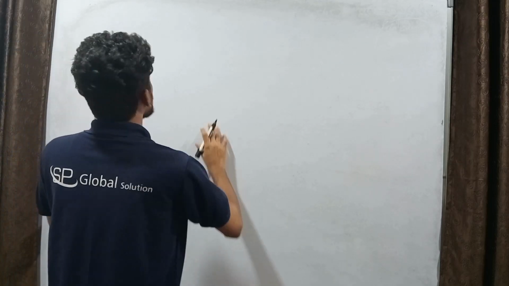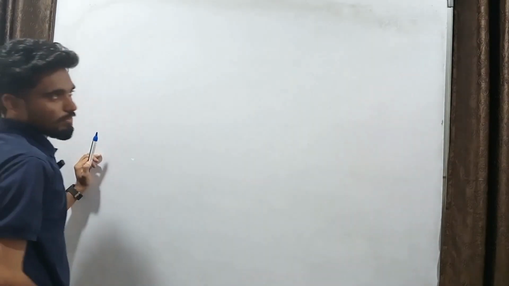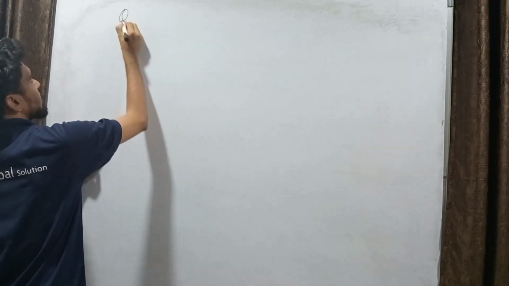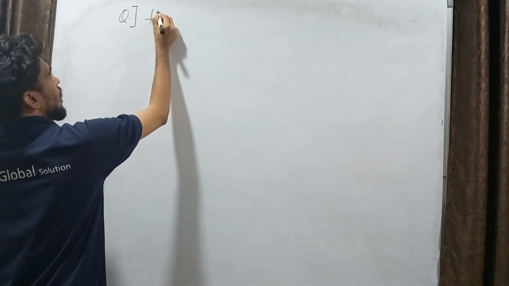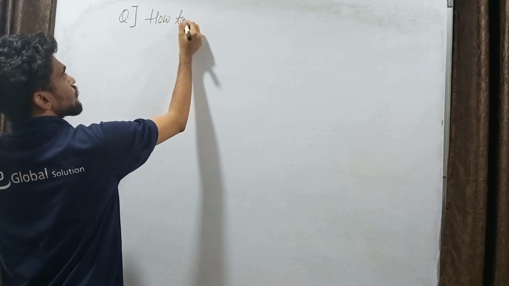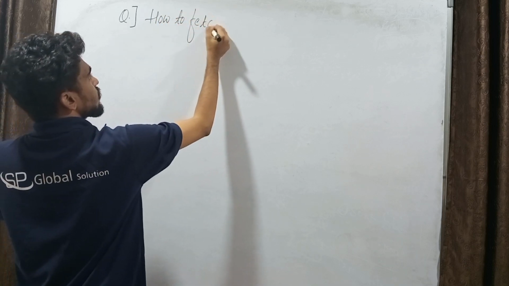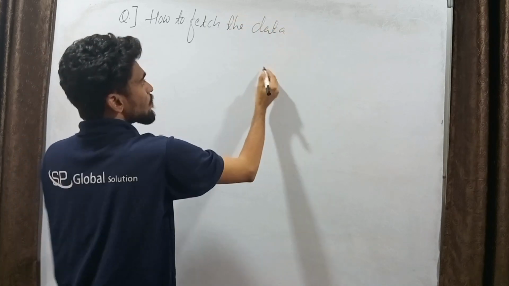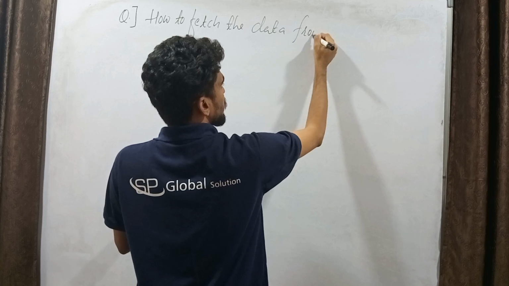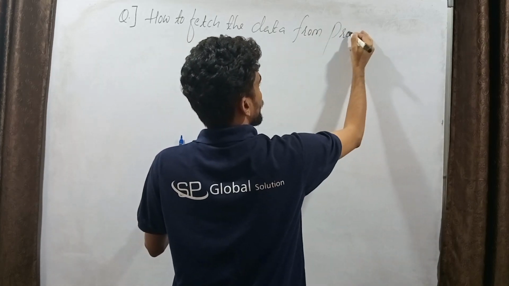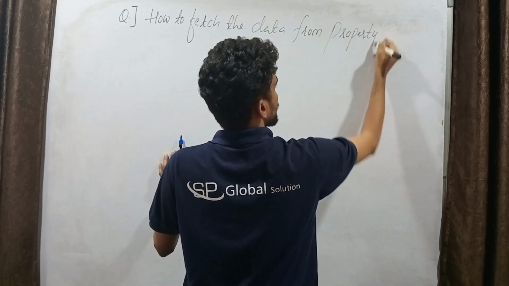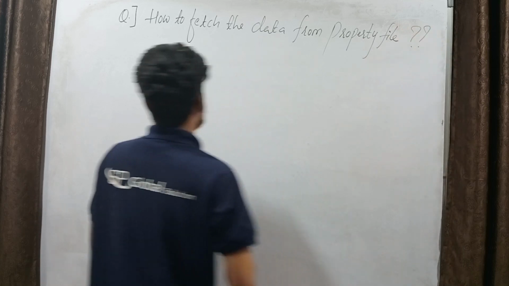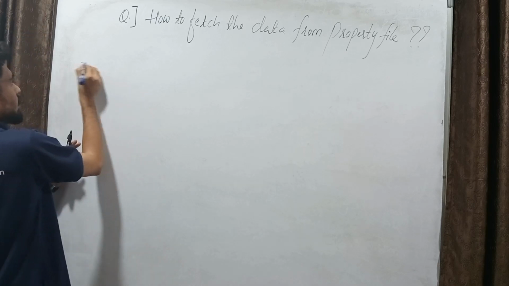Now see guys, how to fetch the data from the property file. That is a very important question here. So can I write the heading here? The question is how to fetch the data from the property file. Observe, I'll write the script, then you will understand.